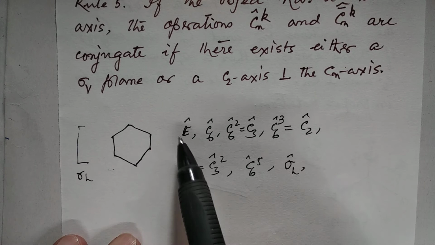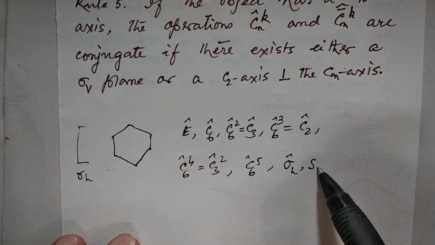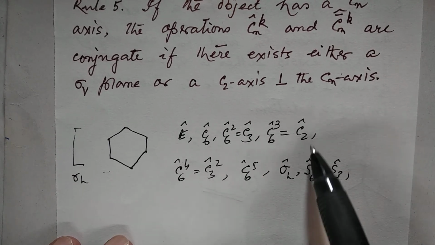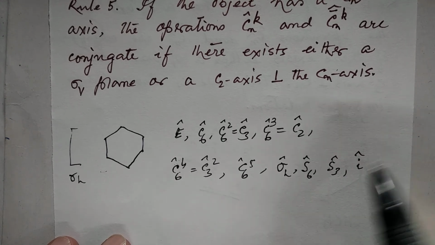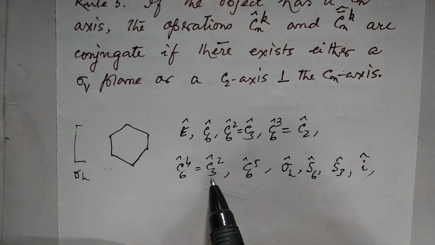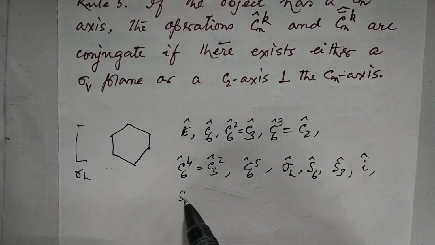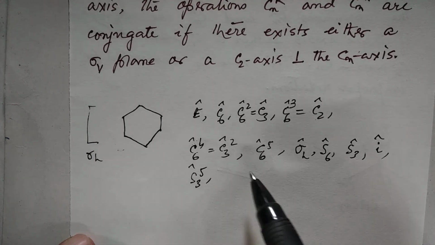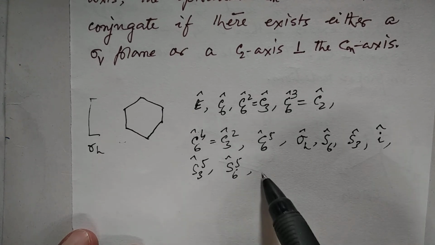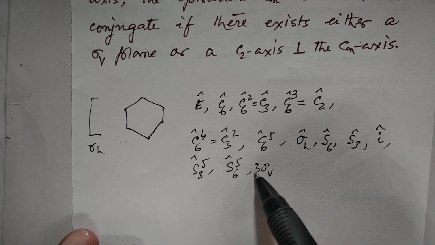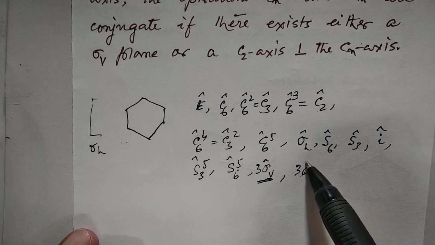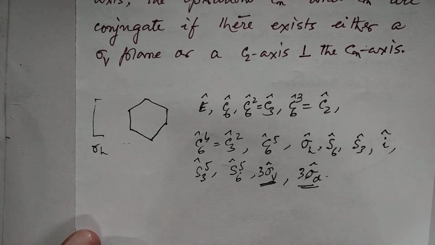Then multiply these. Sigma H C6 will give you S6 operation. Sigma H C3 will give you S3 operation. Sigma H C2 will give you inversion operation, I. Then sigma H C3 square will give you S3 to the power 5. Similarly, sigma H C6 to the power 5 will give you S6 to the power 5. And there are 3 sigma V operations of the same conjugate class and 3 sigma D operations of the same conjugate class. These two have already been found.